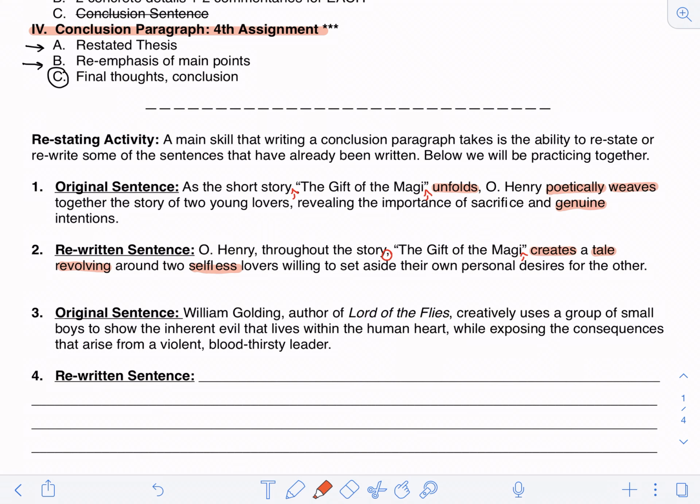And then instead of describing sacrifice and genuine intentions, I kind of ball them into one: set aside their own personal desires for the other. And so you can see that there is an obvious difference. It's not the same sentence in that I feel when I read it, oh, I've read that before, but it's at the end of the paper. So it is summarizing and restating the main purpose of the paper.